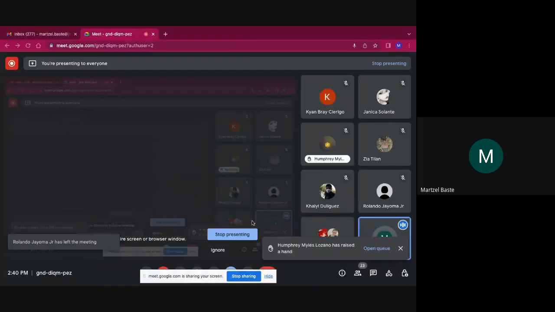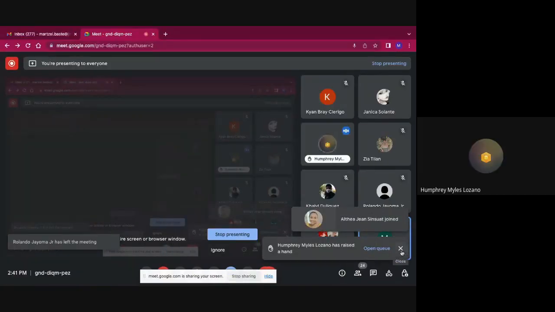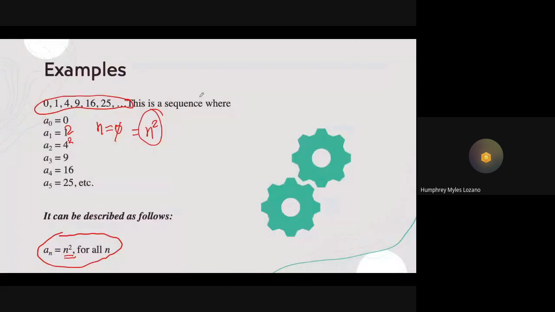So murag na nag-chat. Yes, Humphrey. So for this particular sequence, ito lang na formula ang ginamit niya. Yes, okay, sir, definitely. So it means you will either be asked what the formula is after identifying the number series, or the formula is given and you will be the one to find out what number series is being generated.